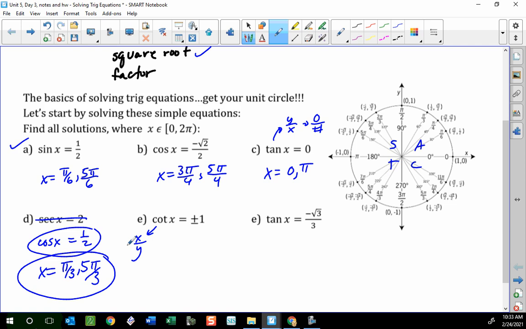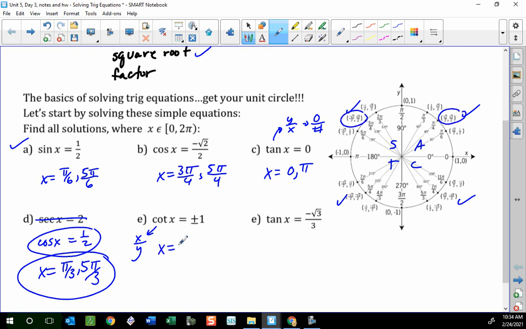So I need a place where the x and the y match, because that's when I'm going to get 1 from a fraction. The top and the bottom match, they equal 1. So that is all these places, radical 2 over 2, radical 2 over 2. So all these 4 places right here are places where the cotangent is equal to 1 or -1. Because it's equal to 1 when they both match, it's equal to -1 when one's positive and one's negative.